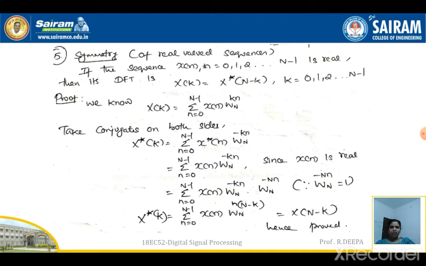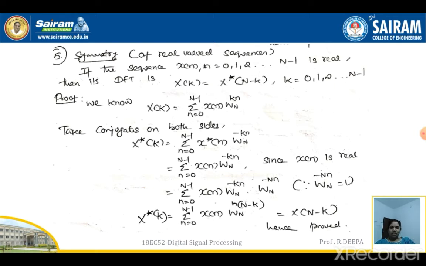So if I take conjugate on both the sides of the entire equation, I can write X of k as X conjugate of k. And on the right hand side, summation n is equal to 0 to N minus 1, instead of x of n, it is x conjugate of n, and instead of W_N power of kn, the conjugate of that, it is W_N power of minus kn.